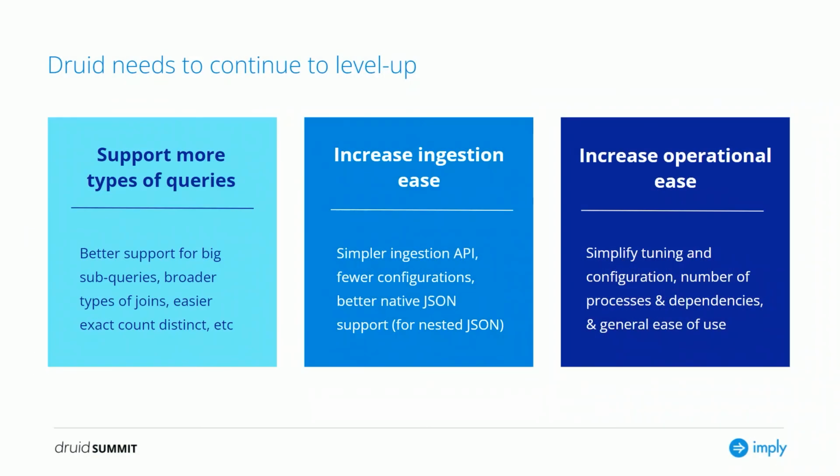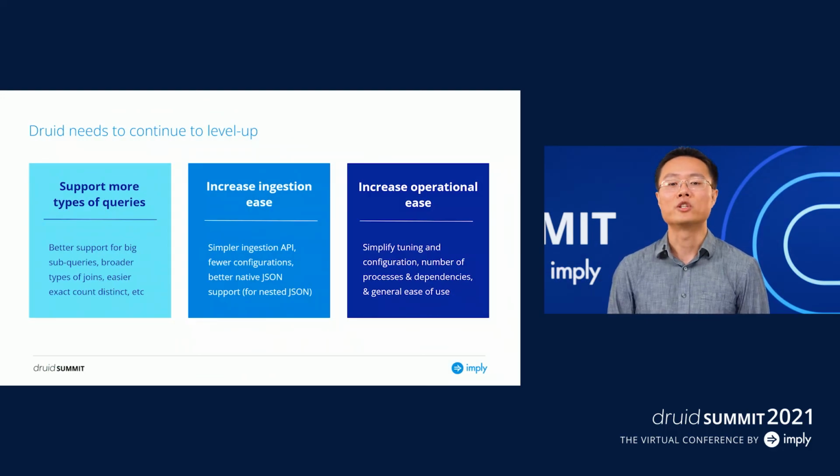Another bucket of asks and areas that we can really improve is ingestion ease of use. So we've thought about simpler ingestion APIs, fewer tuning and configurations for ingestion, as well as better support for native JSON, particularly nested JSON. So our hope is that in the future, you can throw any arbitrary JSON blob at Druid and it's going to be able to understand it, as well as create the appropriate data structures to handle it.